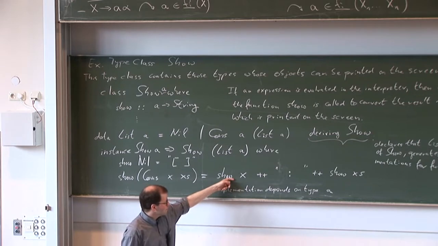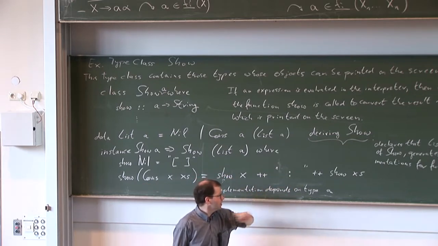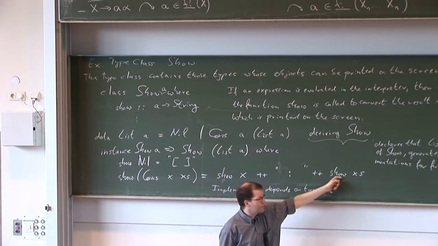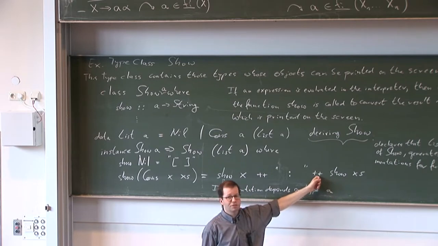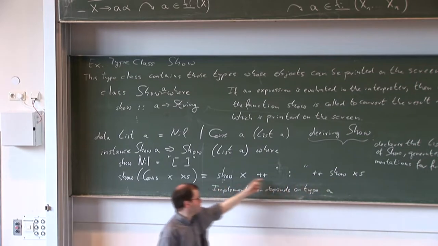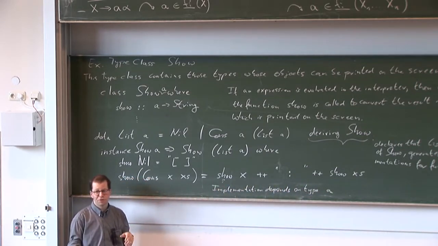So this is a string. This is also a string, the string which just contains two blanks and a colon. And this is also a string, namely the string which corresponds to the rest of the list. And this is the append function which simply concatenates lists. Strings are lists of characters, so this whole thing is a big string. And in this way, we can say how lists should be converted into strings.